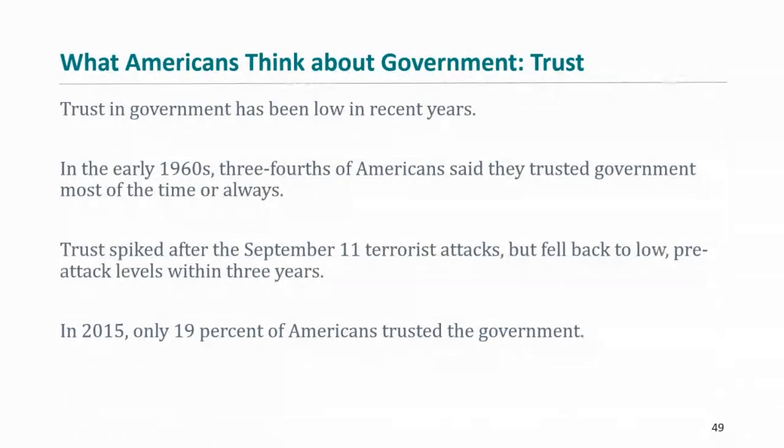Okay, let's talk about trust in government really quick, and then we'll end for today. So trust in government has been low in recent years. In the early 1960s, three-quarters of Americans said they trusted government most of the time. Trust spiked after the September 11th terrorist attacks, but fell back to pre-attack lows within three years. And in 2015, only 19% of Americans trusted the government.